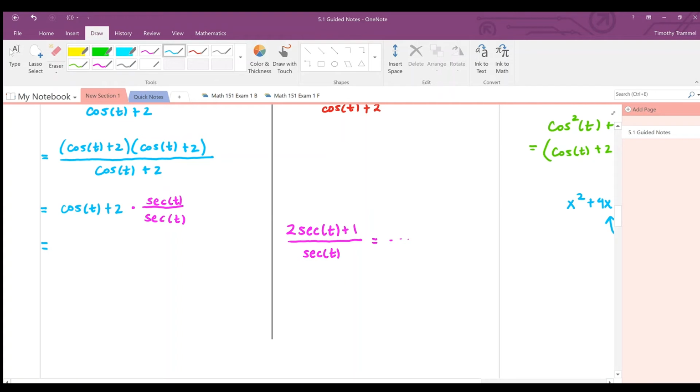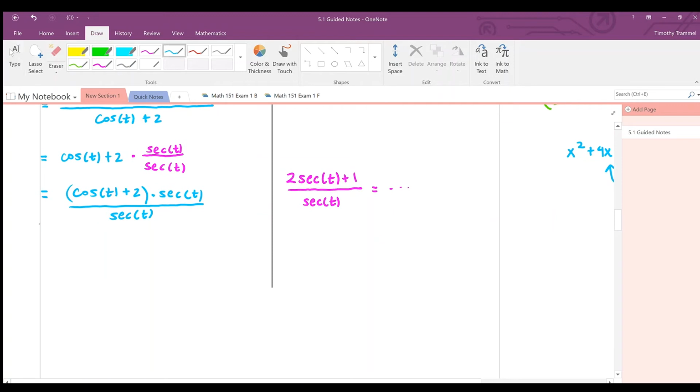Well, we have cosine of t plus 2. I'm actually going to just write it. Cosine of t plus 2 times secant of t, and this is all over a single secant of t, right? I could divide the secant of t by secant of t right now, and I'd end up back with what I had, cosine of t plus 2. But we don't want to do that, right? We're trying to end up with something a little bit different here. In fact, this is what we're trying to end with here right now.